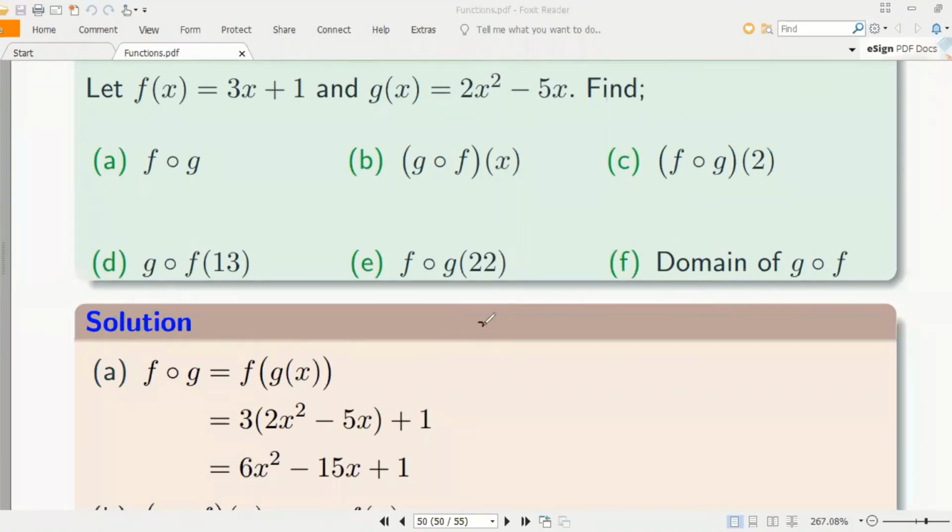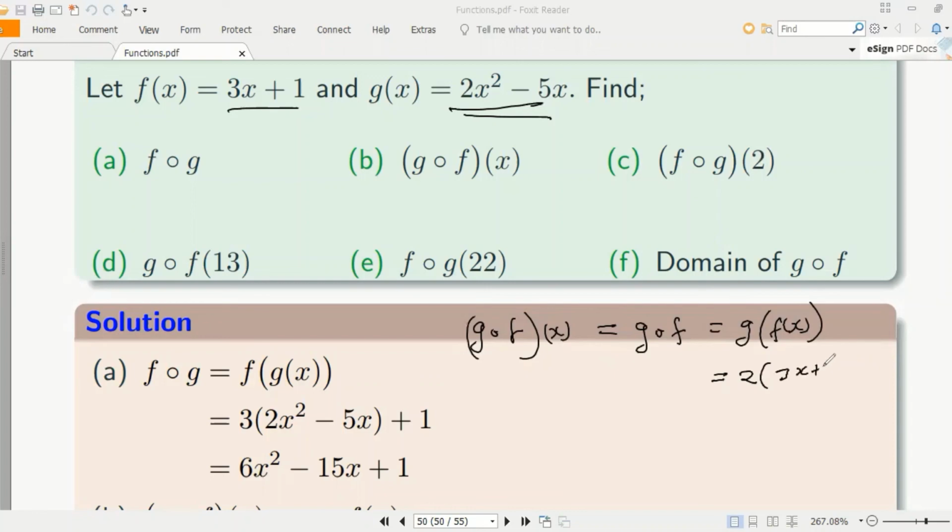G composition F, whether somebody writes that as this, it means the same as this. It just means the same as this, and it also means the same as this. Depending on the book we are using, these three mean the same thing: where there is G, plug in F of X. And what is G? We have been given G as 2x squared minus 5x. So where there is X, put F of X.